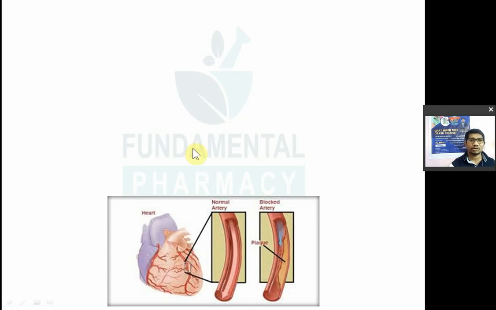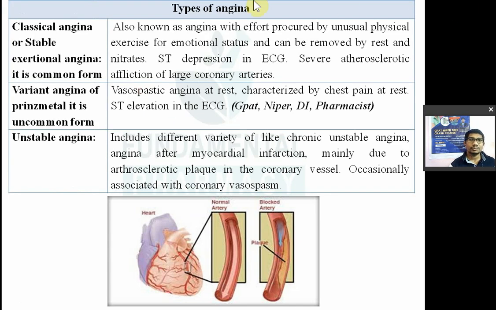There are different reasons for angina pectoris. What are the types of angina pectoris? Types of angina. First type is nothing but the classical angina or stable or exertional angina. So it is the most common form of angina pectoris. It is also known as angina with efforts, and it is produced by unusual physical exercise. You must have seen in the news that some actor, while exercising, running on a treadmill, collapsed or fell down. That is due to this classical angina, stable and exertional angina, angina with effort.